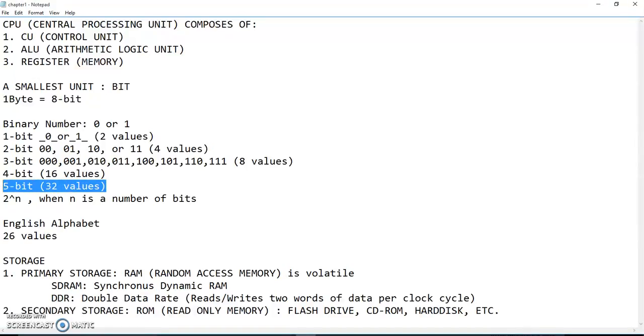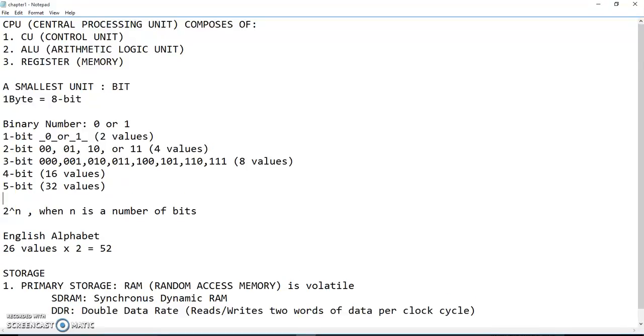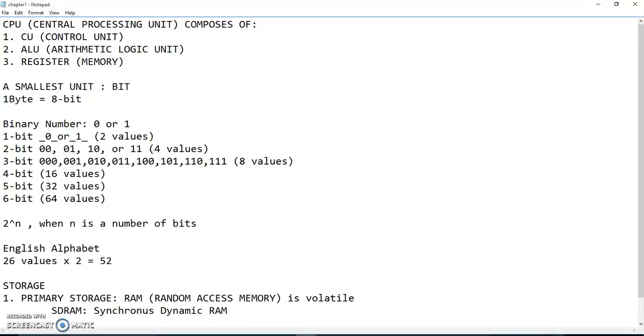But we happen to have uppercase and lowercase. Uppercase and lowercase meaning different, right? So that means we have to double these values, right? For uppercase and lowercase, right? 52. Now 5 bits is not enough for 52 because the max is just 32. So if I do 6 bits, it's going to be 2 to the 6 is 64. Now if the question asks for the English alphabet with both uppercase and lowercase, that's 6 bits, right?